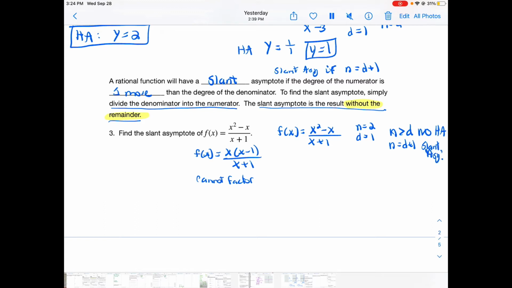So I need to divide the denominator polynomial into the numerator polynomial. I'm going to do long division this time. I mean synthetic division. So I set up my synthetic division.